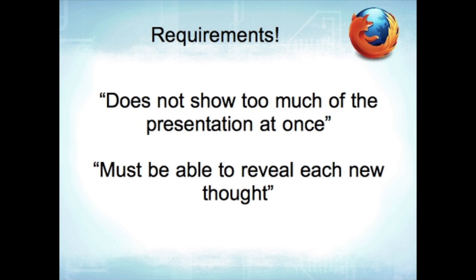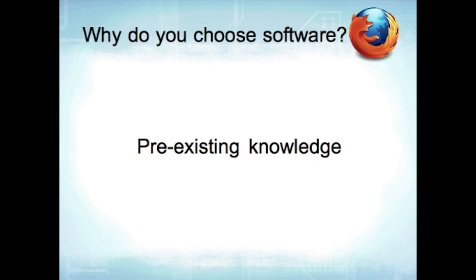So what are some other reasons you might choose software? Pre-existing knowledge. If there was something where I could take the OpenOffice stuff that I have and just export it to a mind map, that would have been great, right? Because I already have the knowledge. I've already made the presentation in OpenOffice. So it'd be great if I could do that.